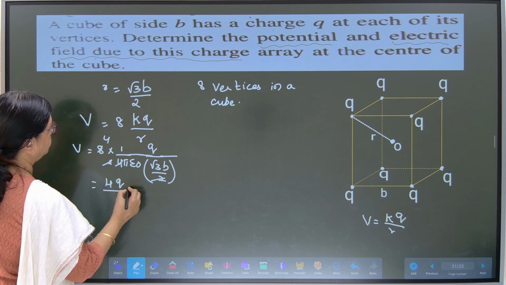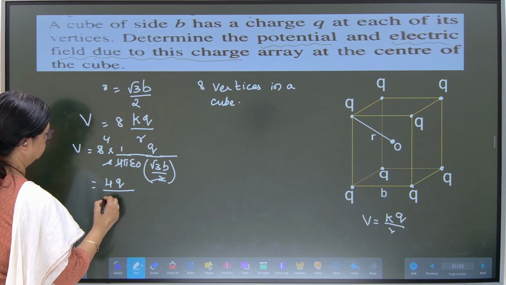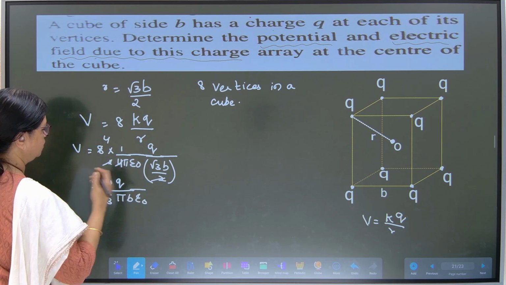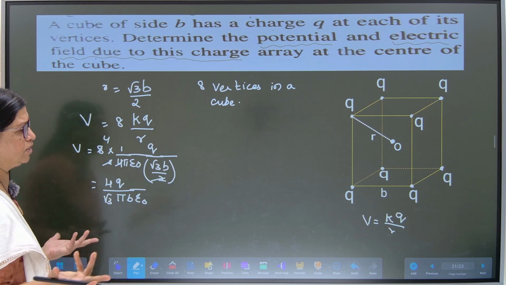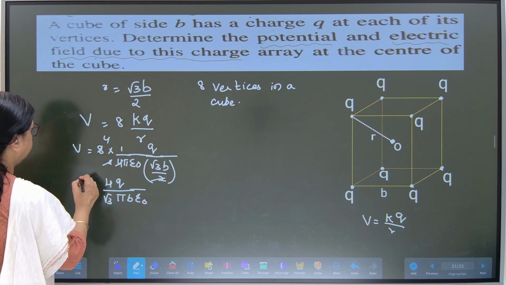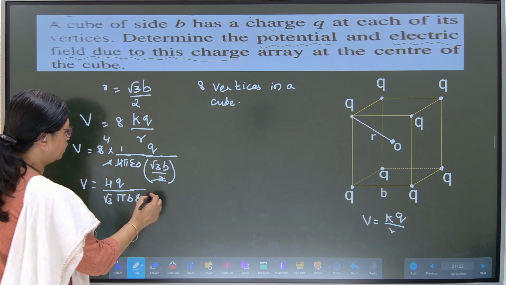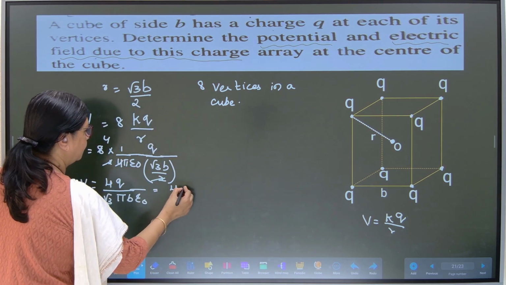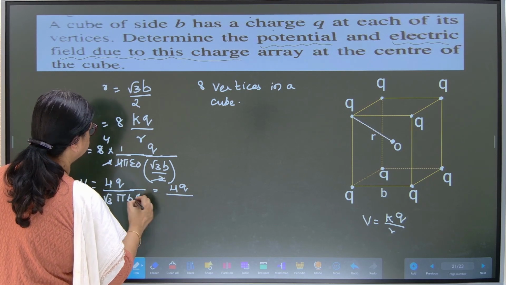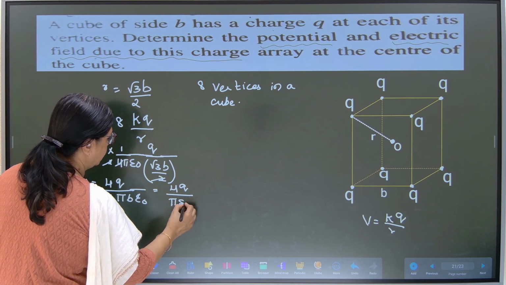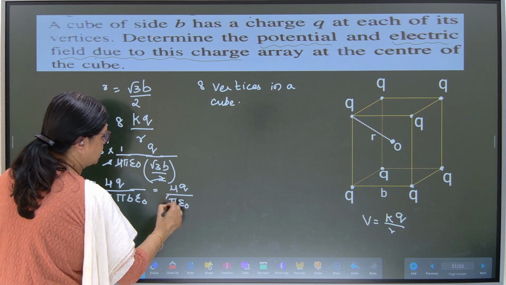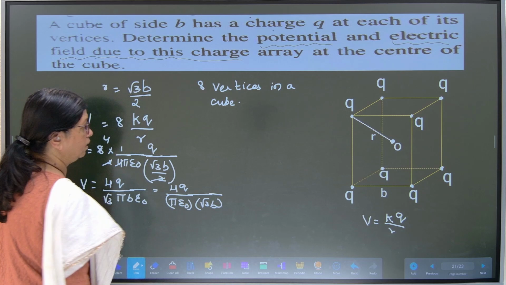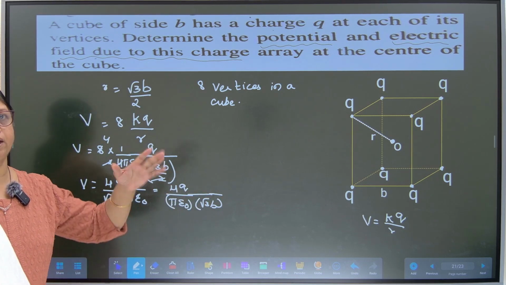4q upon root 3 pi b epsilon naught. You can even change the sequence as if there is a choice, you can do it. So this is the potential. Fine. Okay. We can also write it as 4q upon pi epsilon naught multiplied by root 3b, without changing any sequence of any term in the denominator. Whatever is convenient to you, you can write. If there is a multiple choice, accordingly you tick mark that portion.